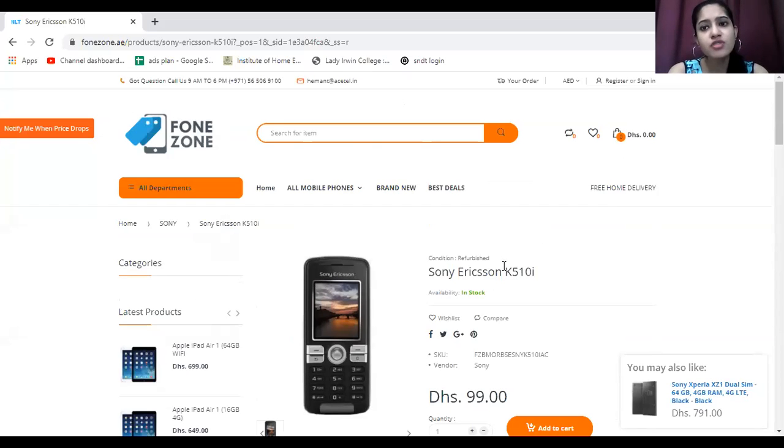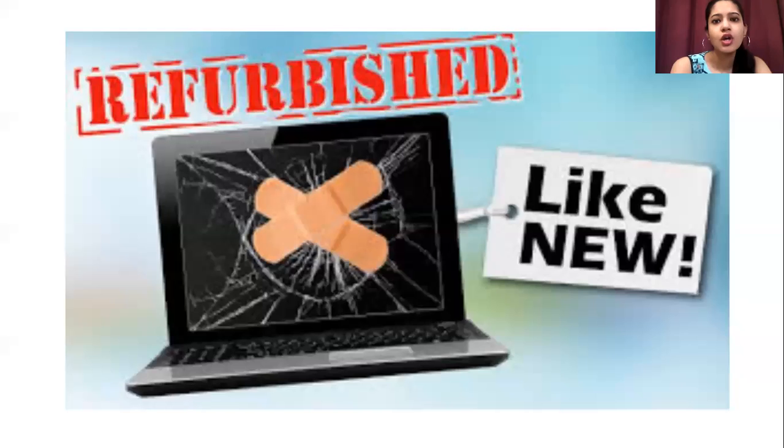So let us talk about this refurbished condition also. Talking about refurbished products, or refurbished and brand new, if we talk about these two terms, they are quite similar. Brand new means something which is launched for the very first time, or which we are seeing for the very first time, whereas refurbished means something which is like brand new. So these are the two terms which we come to know.